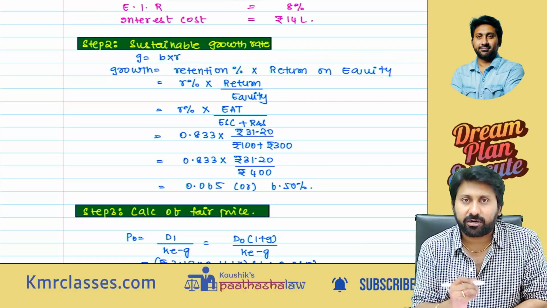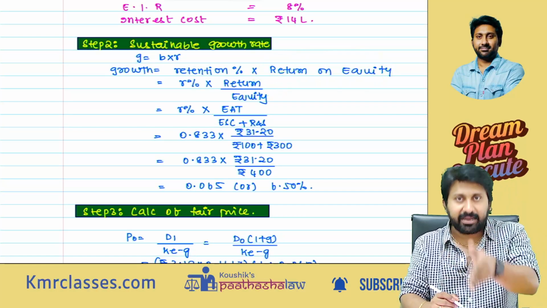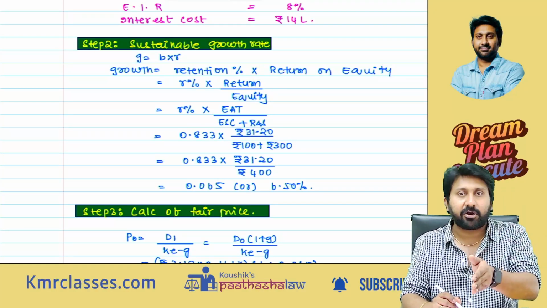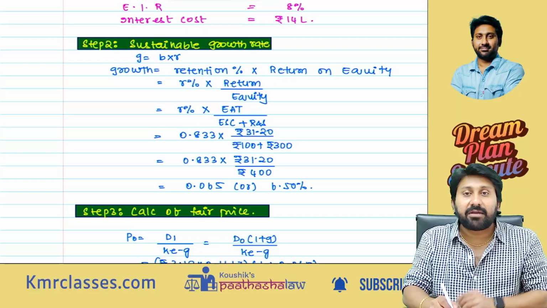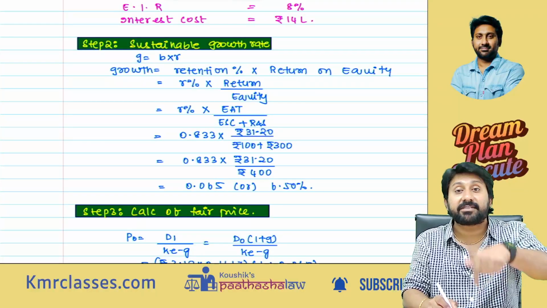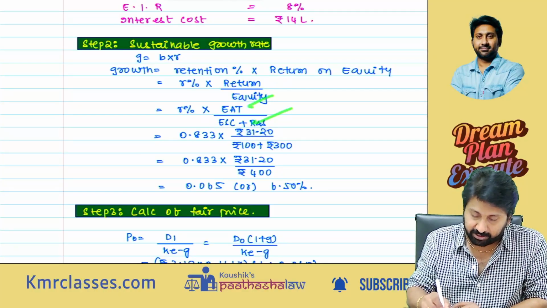Return on equity is not given. Return on equity means what? Return by equity. Return on capital, return by capital. Return on investment, return by investment. Return on equity, return by equity. Equity means equity share capital plus reserves and surplus. Equity shareholders want which return? EAT return. So EAT by this one.